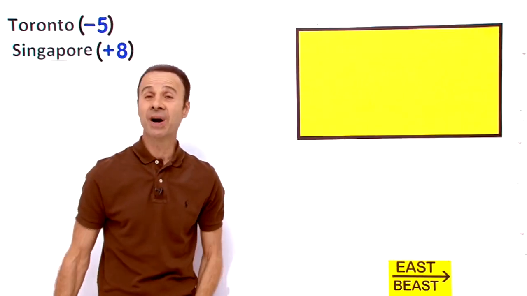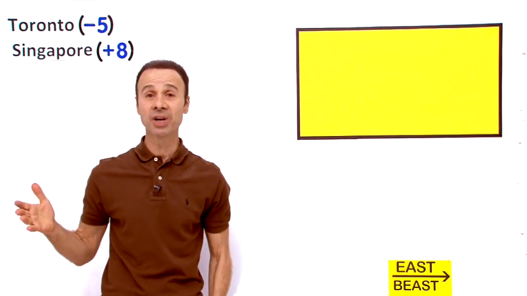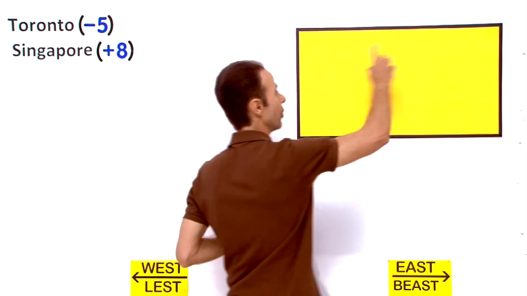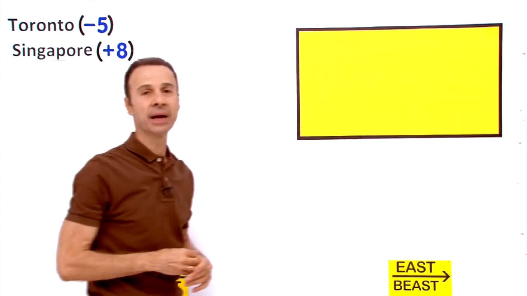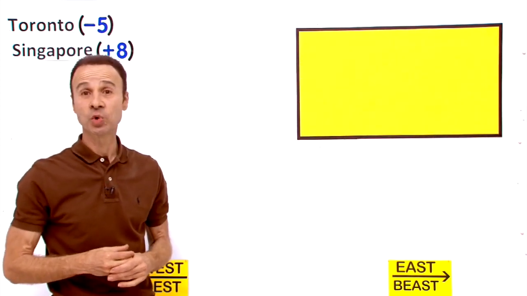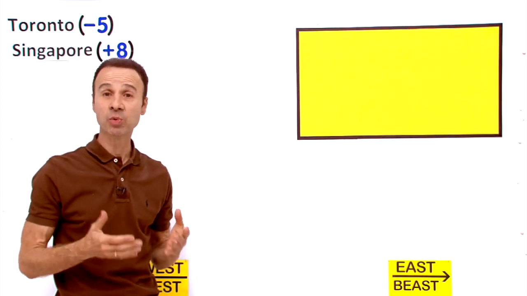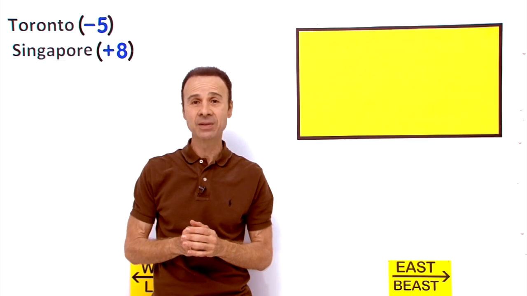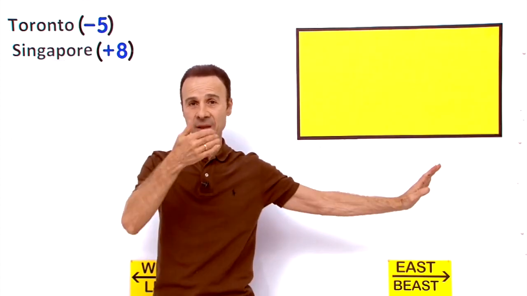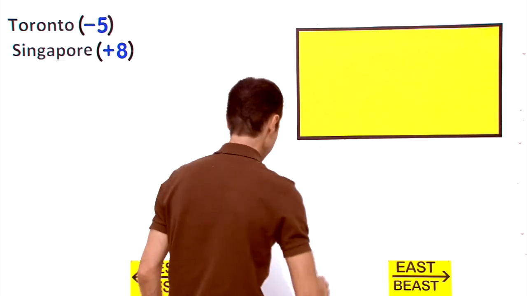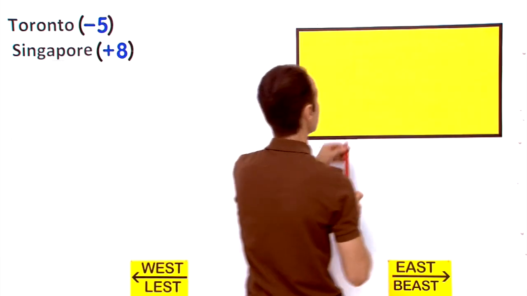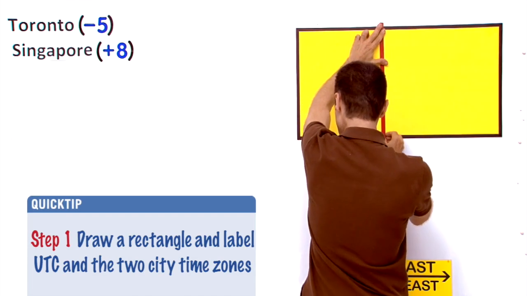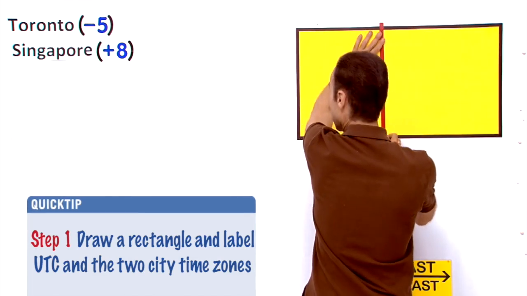All right, we're looking to find the time difference between Toronto and Singapore. So the first thing we're going to do is draw a rough rectangle like this, and we're going to mark out the universal coordinate time, or the prime meridian, right in the middle. Why? Because Toronto is on the west of the prime meridian and Singapore is on the east. So in the middle, we're going to put that first. The Coordinated Universal Time, the prime meridian, right there.